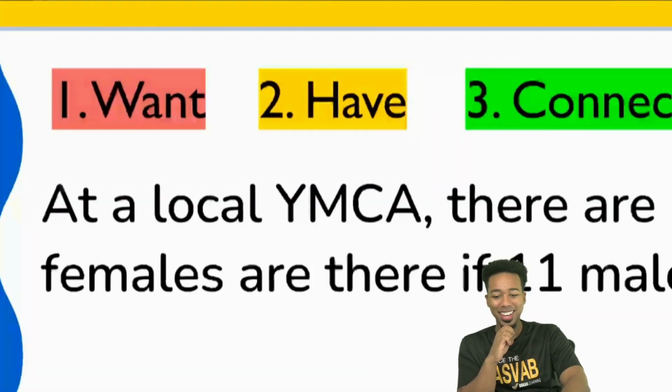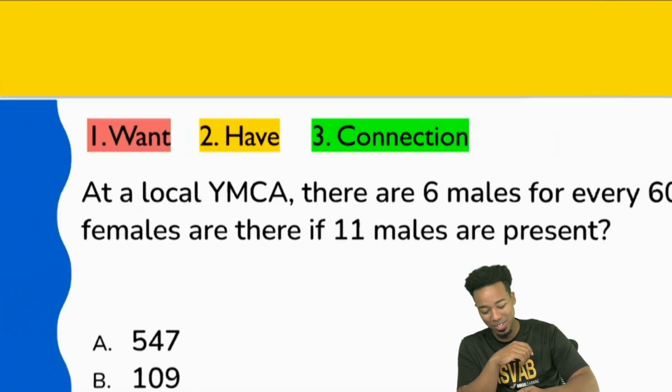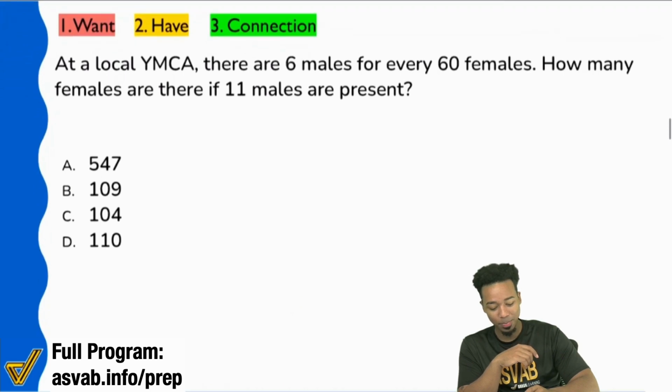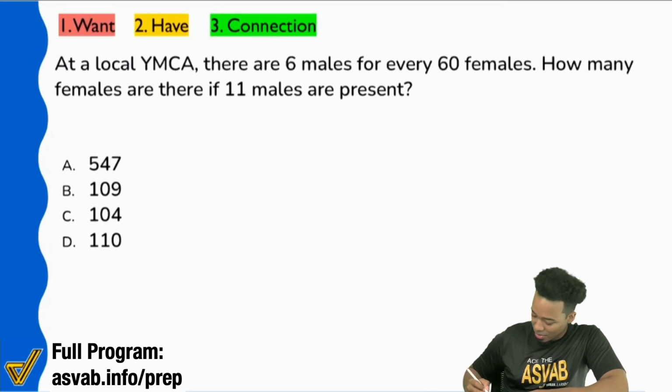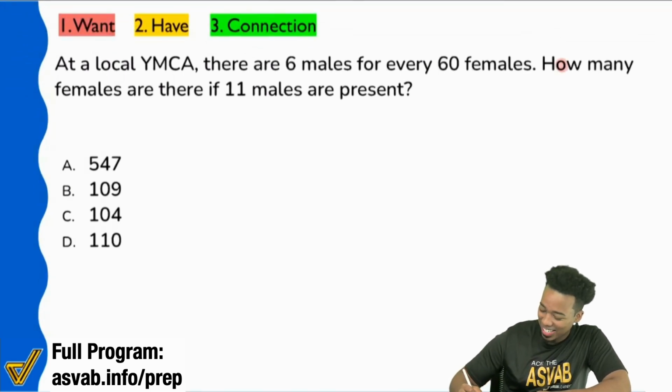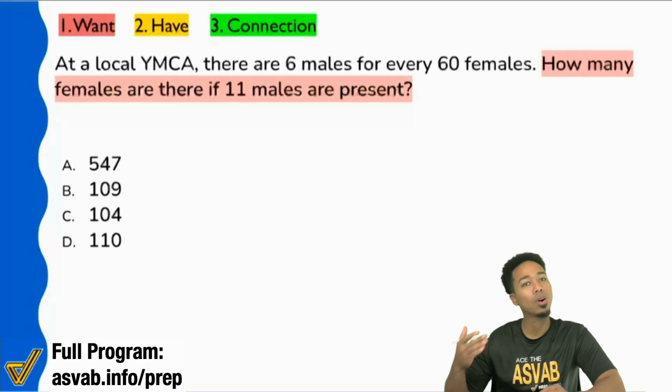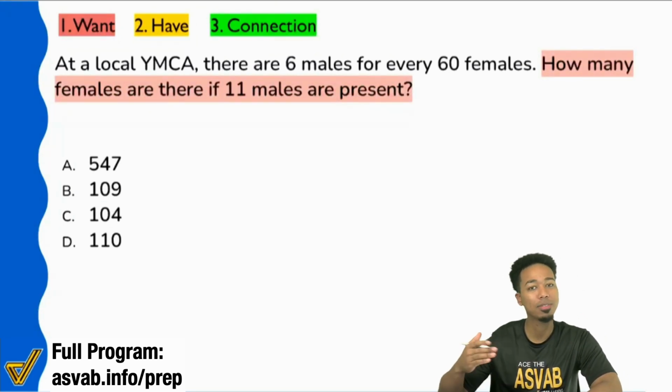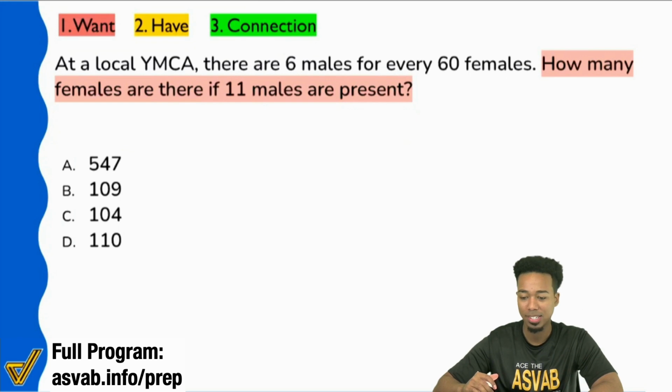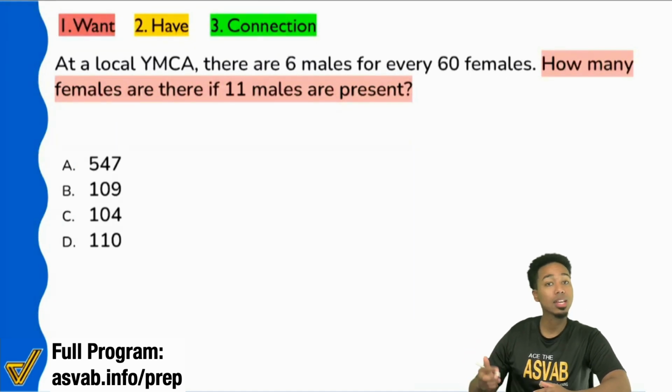All right, sounds good. So let's go ahead and get after it, my party people. Here we go. So the first thing we do is, again, read that question sentence, and it's going to say, how many females are there if there are 11 males present? Sounds good. So let's write that down right away.